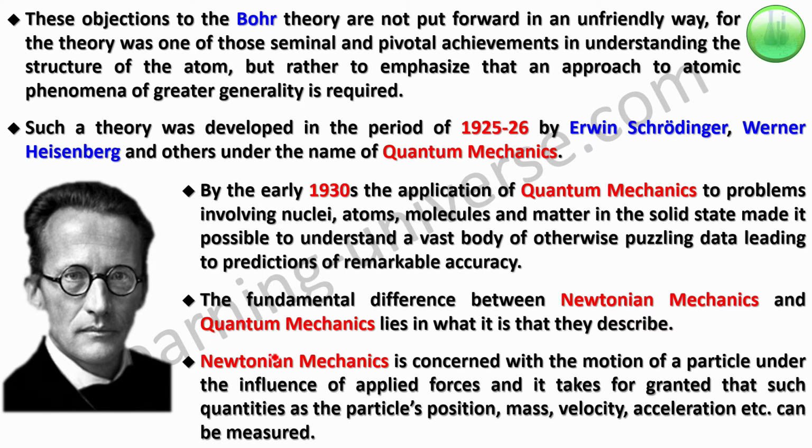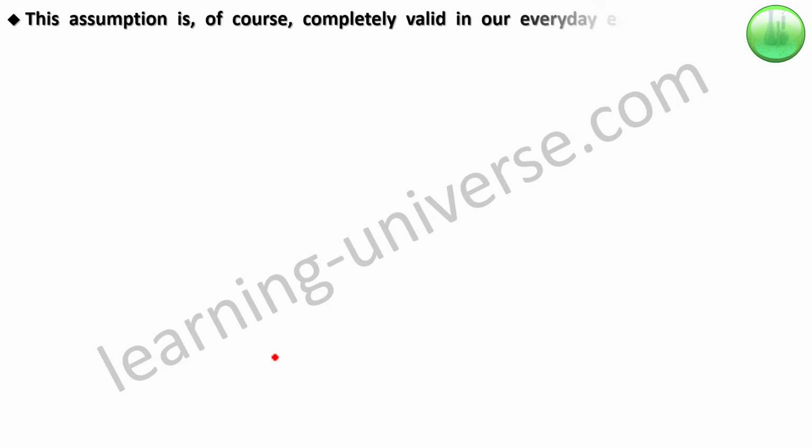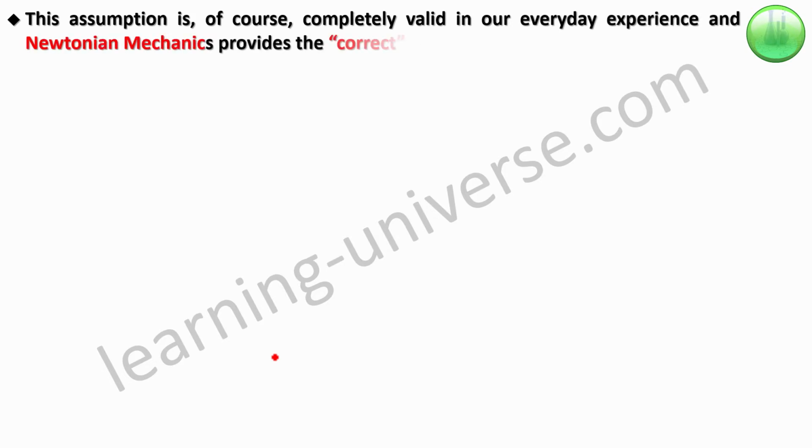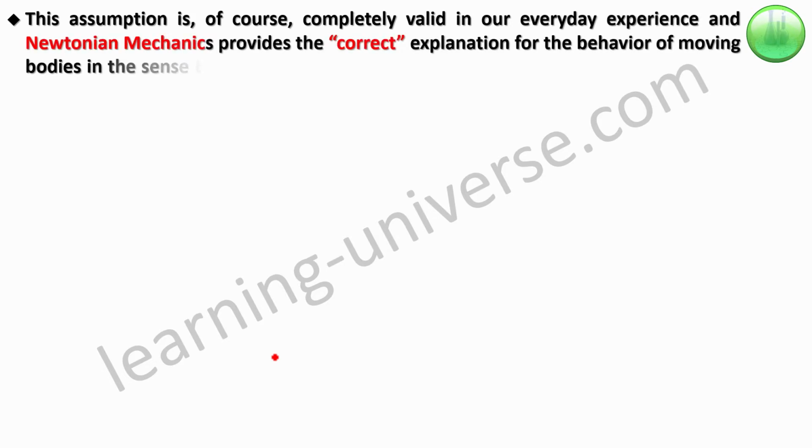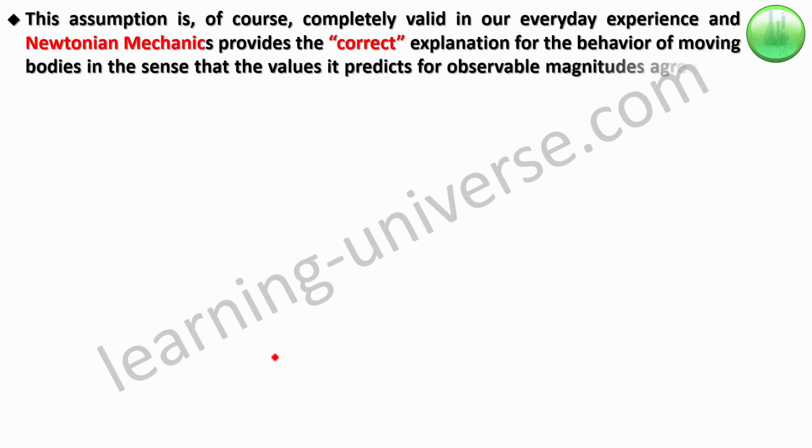Now this assumption is of course completely valid in our everyday experience, and Newtonian mechanics provides the correct explanation for the behavior of moving bodies in the sense that the values it predicts for observable magnitudes agree with the measured values of these magnitudes. So in Newtonian mechanics, if you throw a ball and you talk about the initial velocity, the acceleration, and perhaps the distance, you will be able to find the final velocity, and the value calculated would be very, very close to the experimental values.